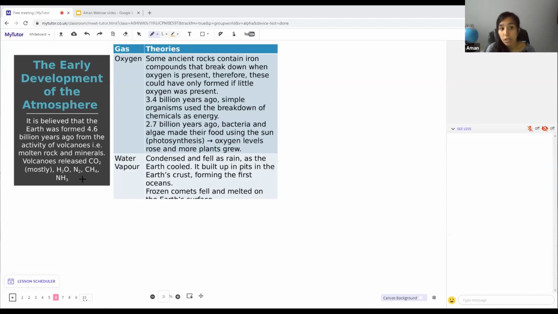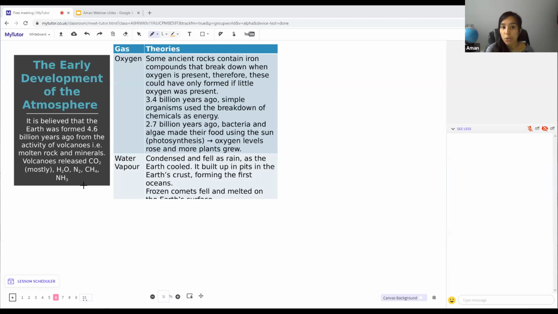And that is a key point. So the main points from 4.6 billion years ago is that there was lots and lots of CO2, so lots of carbon dioxide, and very, very little oxygen. And the reason for that is that the volcanoes did not bring any oxygen with them when they erupted. So that's the key theory about how the Earth developed.